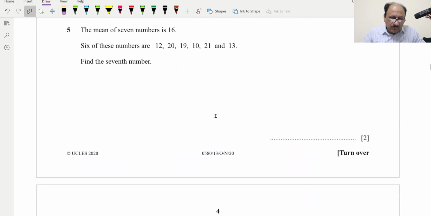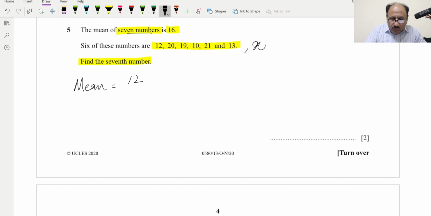Then we'll move to question number 5, the mean of 7 numbers. Mean of the 7 numbers is 16, and 6 numbers are provided over here. Find the 7th number. So 7th number, we can suppose, for example, is x. So mean formula is what? Mean is equal to, we are adding those numbers which are 12 plus 20 plus 19 plus 10 plus 21 plus 13 plus x.